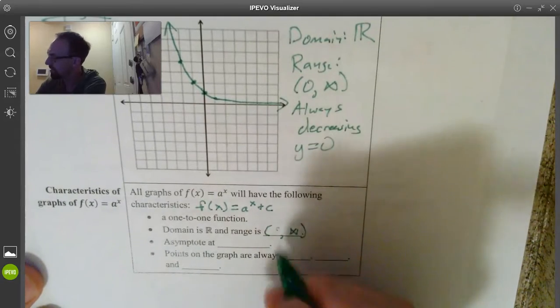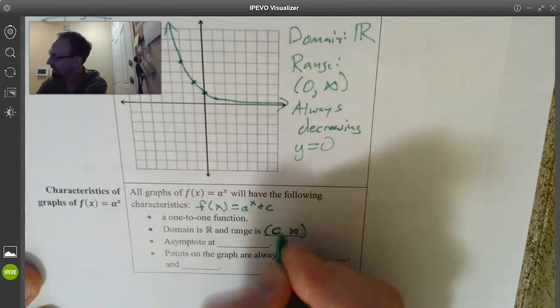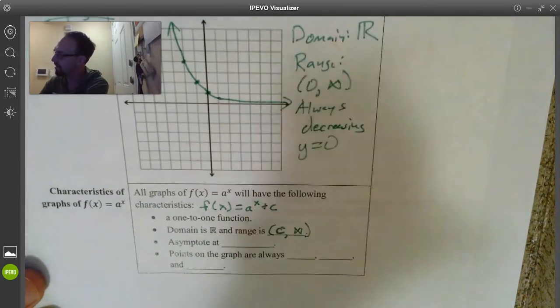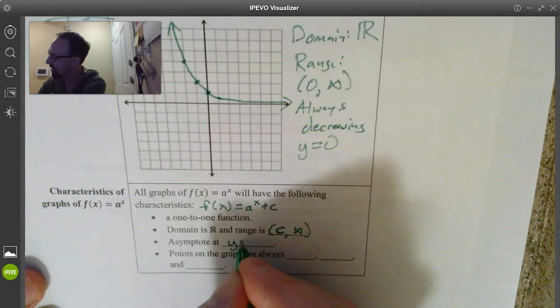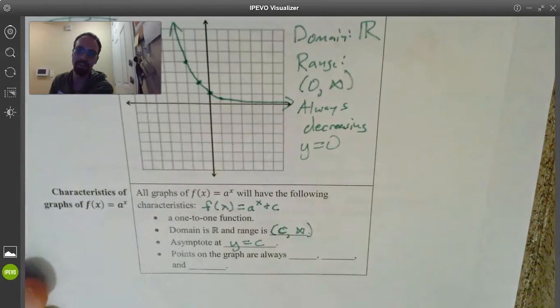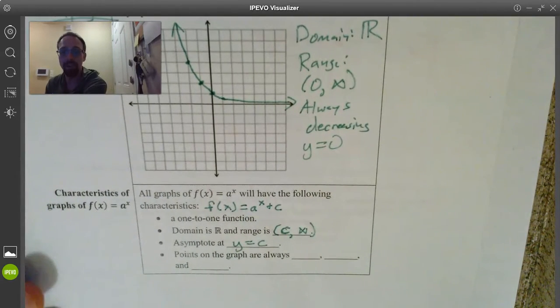So the range is whatever that c value is to infinity. So you'll always have your asymptote wherever that c value is. It was always 0 for these other ones. Points on the graph.